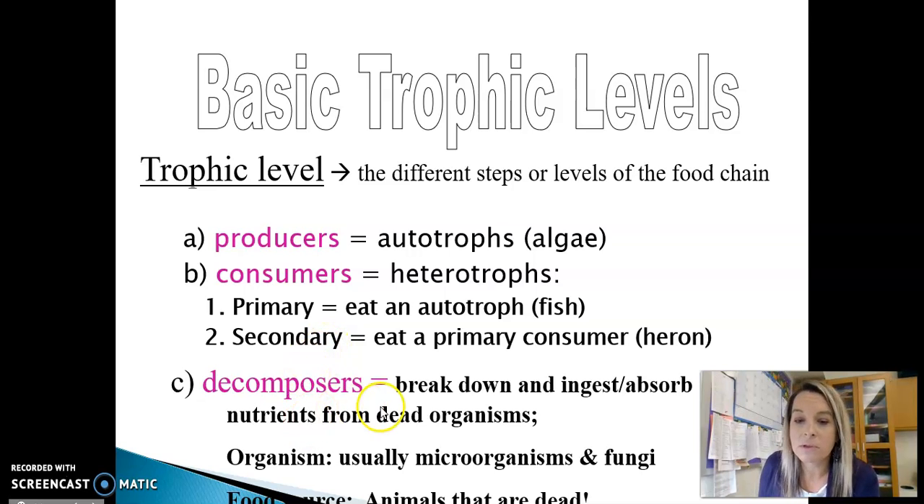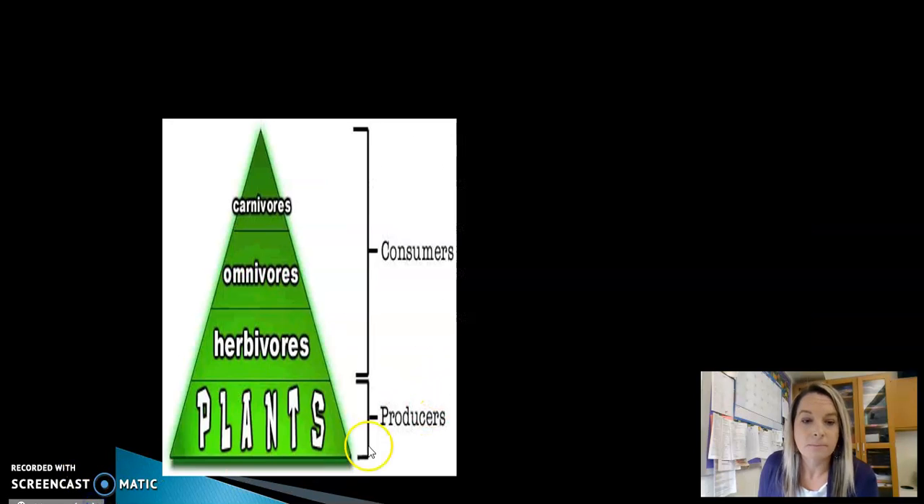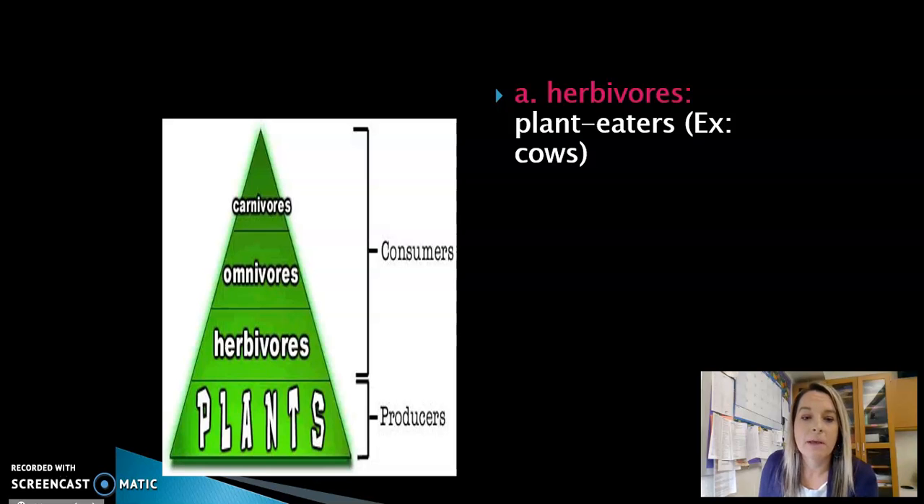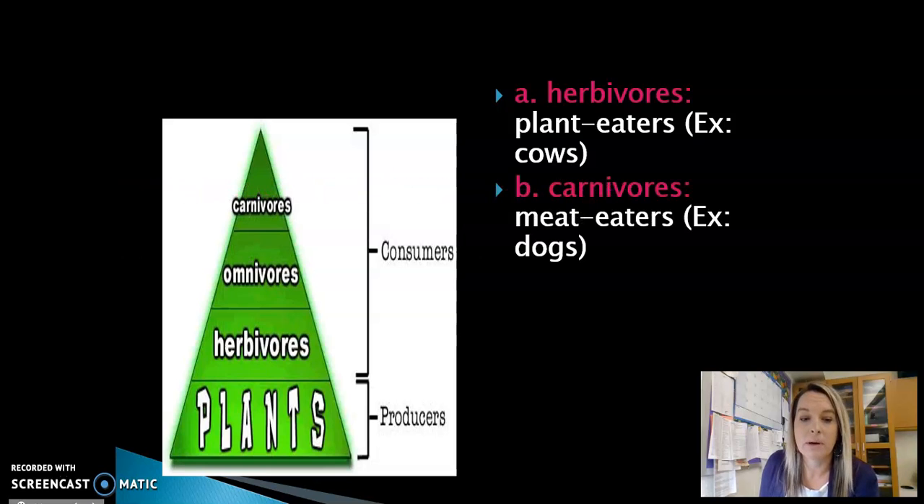Your decomposers can go anywhere on these pyramids. And they're going to be just basically microorganisms or fungi, and they're going to be coming in and breaking down stuff and ingesting it on whatever level they want to. So your carnivores are usually on the top. Your herbivores are usually on the primary consumer, your first level there. Your plants are always on the bottom, and your omnivores usually sit in your secondary consumer level, and your carnivores usually sit in your tertiary consumer level.